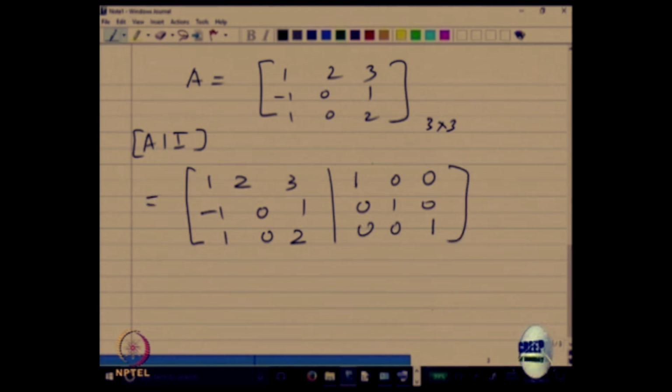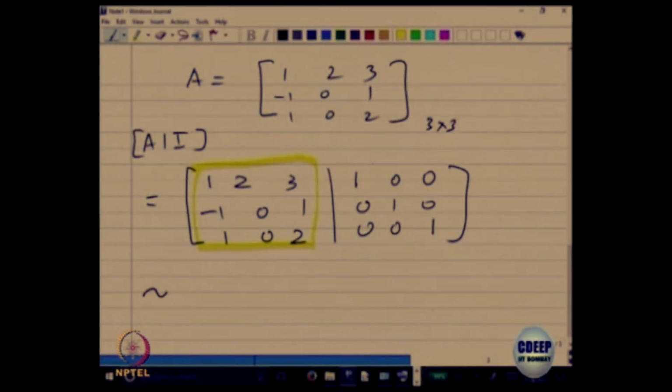What is my aim? Look at the part which is in A. On that I should do row operations and reduce it to reduced row echelon form. But the same operations I should keep doing on the identity also, on the bigger matrix also, so that I keep track of what is happening. So let us do that.